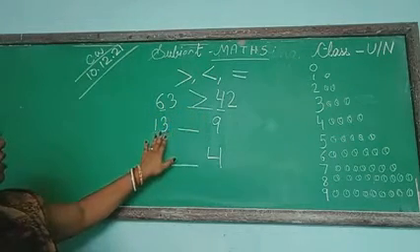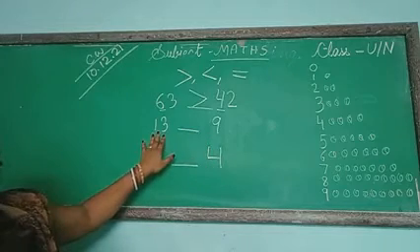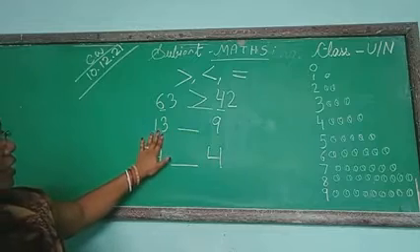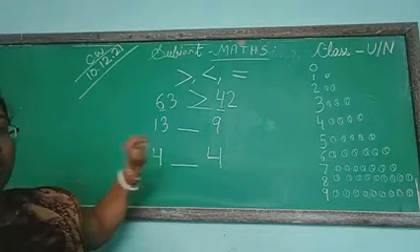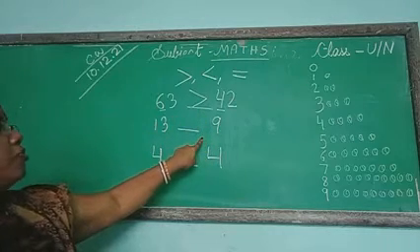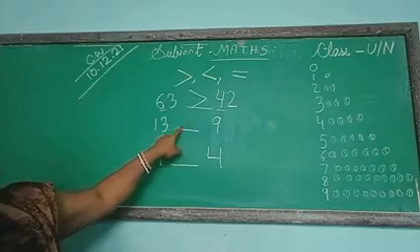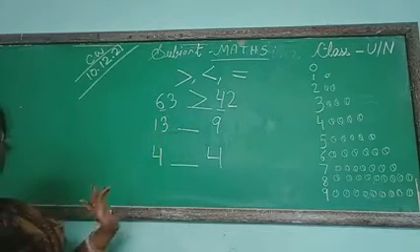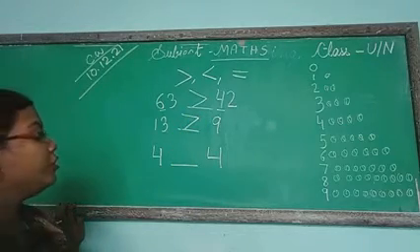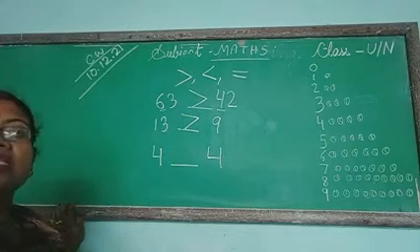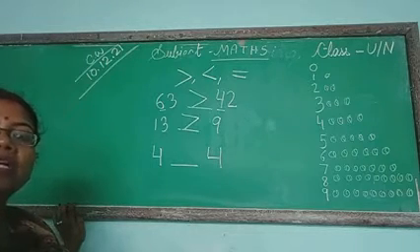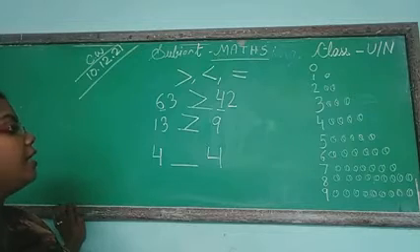Now see this one, 13 and 9. Which is big, 13 or 9? You see, this is a two-digit number and this is a single one-digit number. So 9 is the smaller one. So which side do we open the mouth? 13 side. So how will we read? We will read 13 is greater than 9, not bigger than.